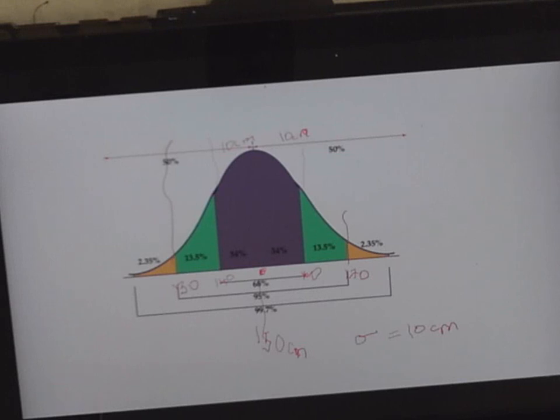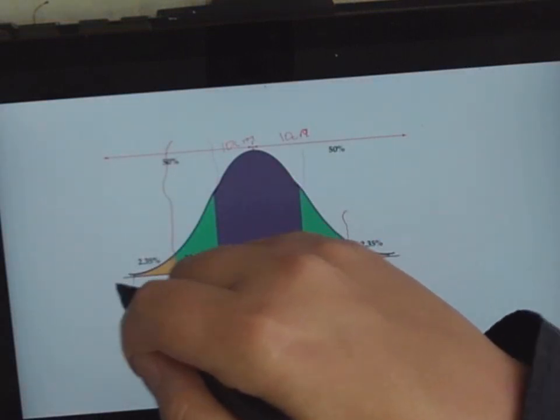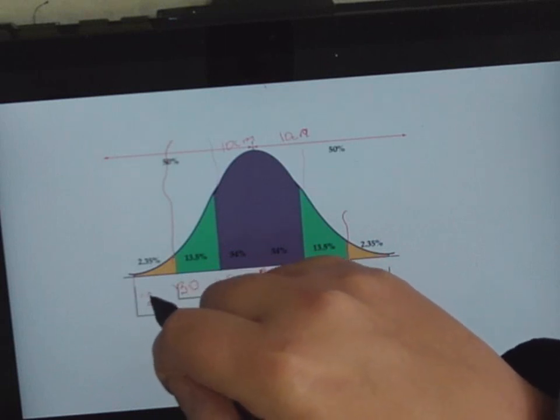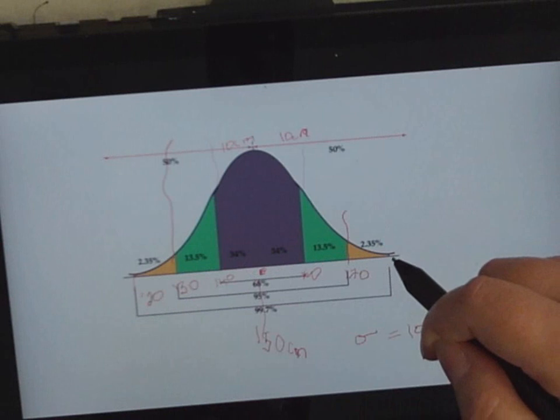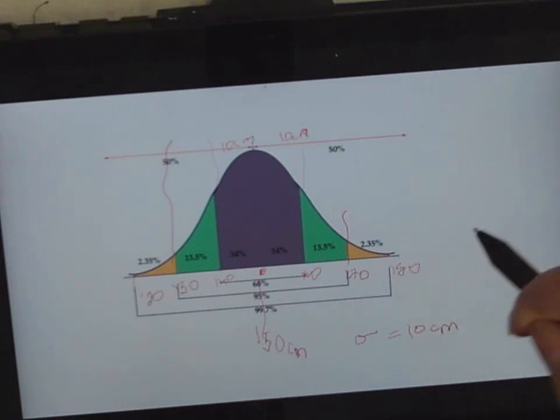And if I go down 3 standard deviations, if I go down another standard deviation, where am I at now? 120. And I go up another standard deviation, I'm up to 180. What can I say? 99.7% of the people I surveyed had a height between 120 and 180 centimetres.